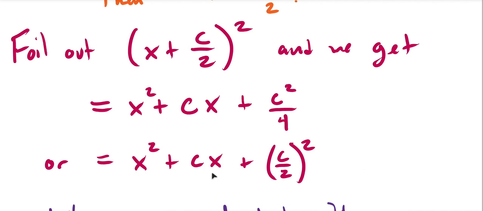Or if you like, x plus c over 2 squared gives us x squared plus cx plus c over 2 squared. So in order to have a perfect square, we need the squared term on the end, the constant term, to be half of the middle term squared. That's what we did this substitution for. Take a look, the middle term is c. What's the last term got to be? If we want it to factor this way, it's got to be half of that squared.